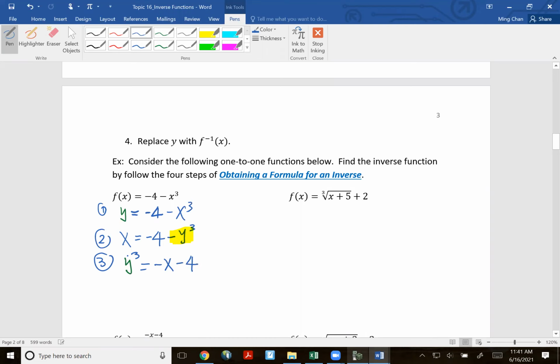To solve for y, I will need to take a cube root on both sides, not one term at a time. When we take a square root on both sides, you're not doing one term at a time, you're doing the entire side. So both terms on the right side will be underneath the same cube root. So my y is equal to cube root of -x minus 4. All right, step number 4, changing y back into f inverse.